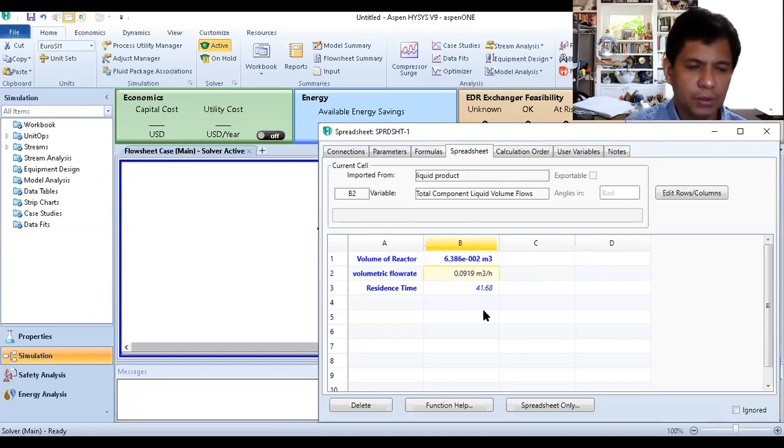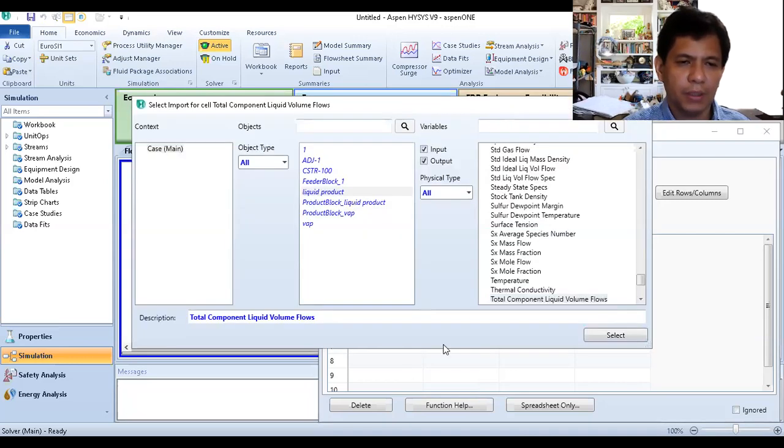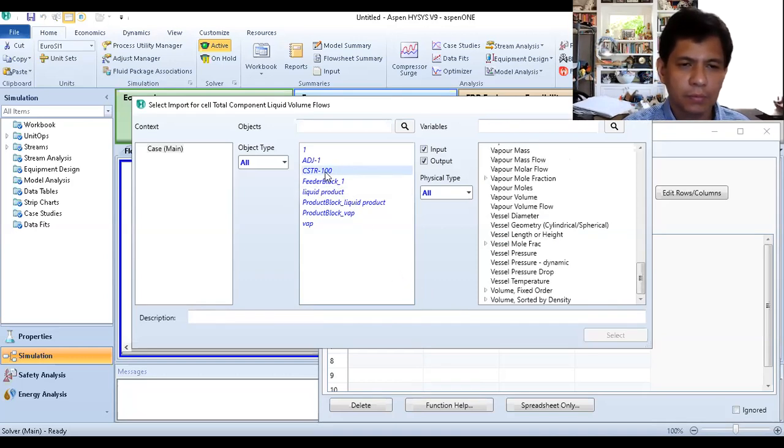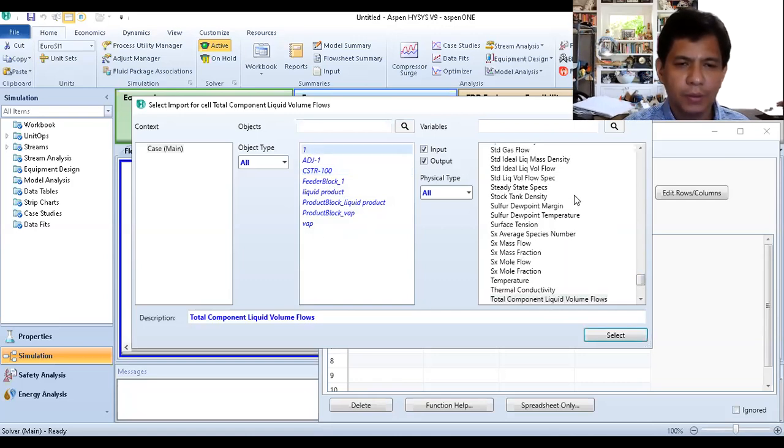$41.68. Pag imagine nyo kasi, in-assume natin equal yung dalawa, pumapasok at saka yung lumalabas. So, probably sa simulation talaga, hindi talaga sila equal eh. Kaya, ito iba to. So, halimbawa, dun tayo sa incoming flow. Halimbawa, ito yung ginamit nating volumetric flow rate.